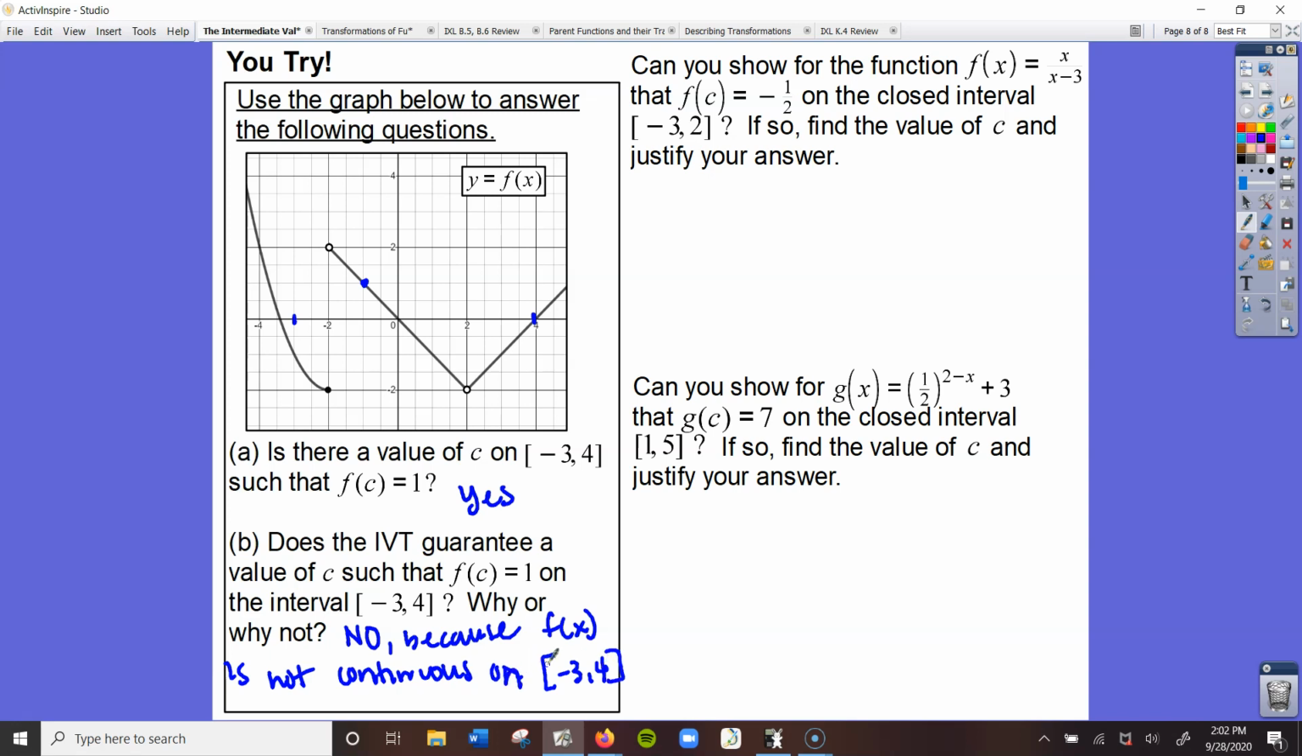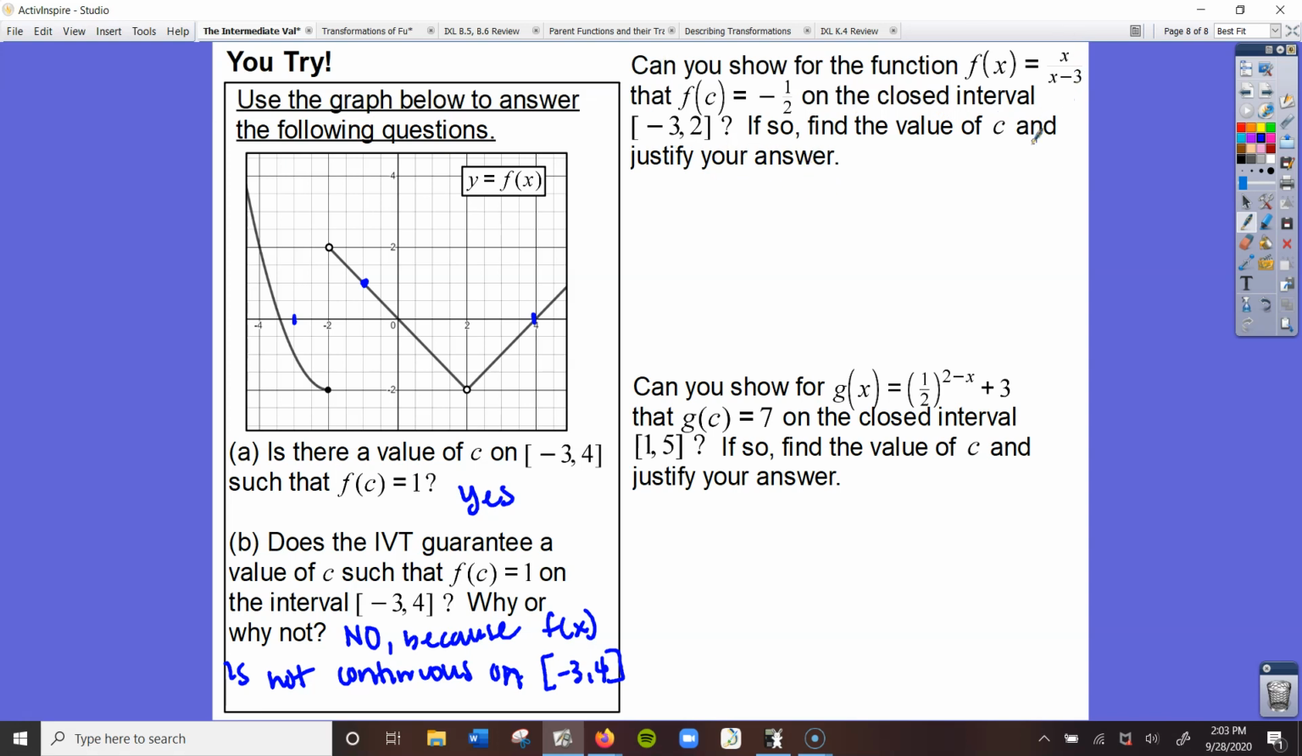Now let's take a look at this example. This one in particular, we're going to work out by hand, just so you can get some practice. It says, can you show for the function f of x is equal to x over x minus 3 that f of c is equal to -1/2 on the closed interval -3 to 2? If so, find the value of c and justify your answer.